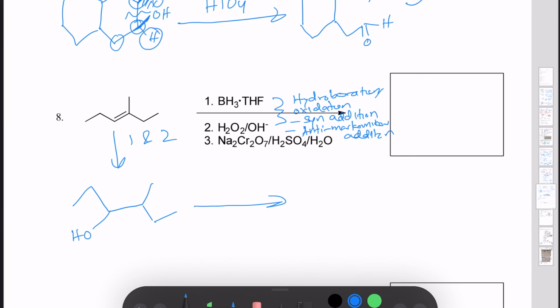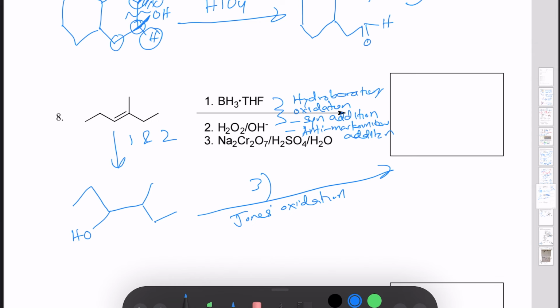So the last step, step 3, maybe I should write it here. Okay. Step 3, we have sodium dichromate, sulfuric acid, and water. And this combination of reagents is known as the Jones oxidation reaction.